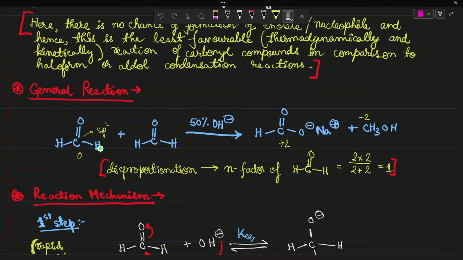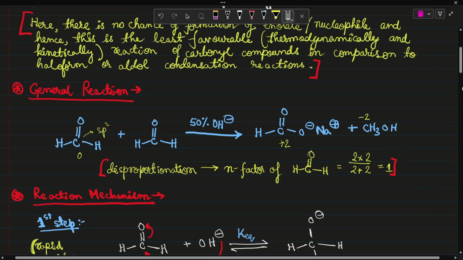For example, we take an aldehyde which is formaldehyde, having no alpha hydrogen. So if we take 2 moles of formaldehyde, then it will undergo self reaction in presence of 50% OH minus to give formic acid, the sodium salt of formic acid, plus an alcohol which is methanol in this case.